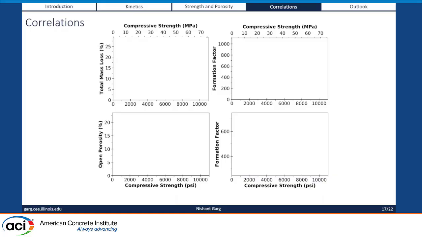So we took different factors we measured for concrete as well as cement paste. The top row is from the lab, so we see a very nice correlation between the total mass loss coming from TGA versus compressive strength. And this is well known, right?